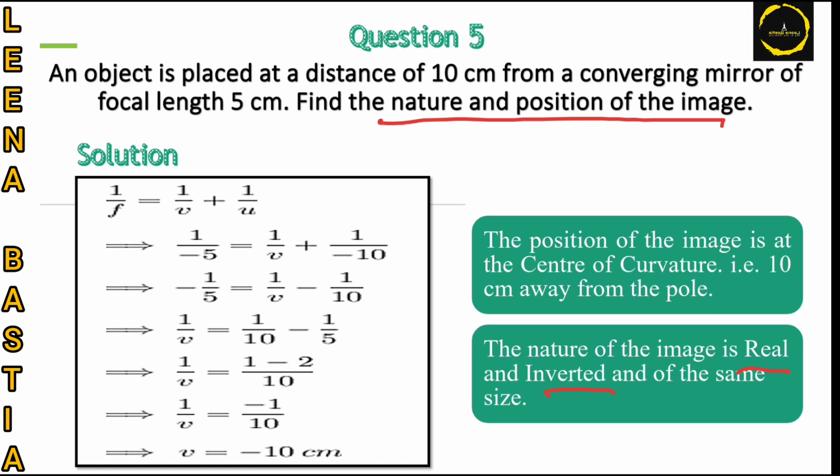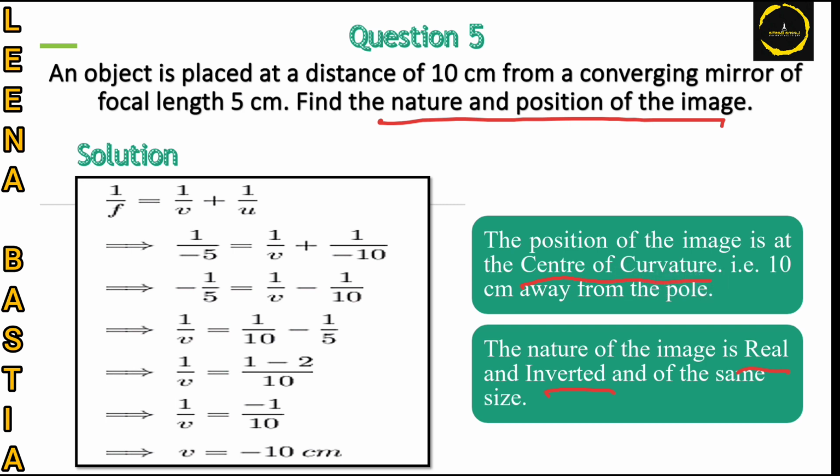And the size, because it is asking what type of size it is. V is minus 10 and the object distance is 10, and it is real and inverted. So it is the only case where you get the image in the same position and real. In case of a concave mirror, the position is at the center of curvature.